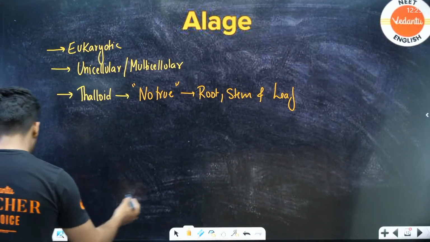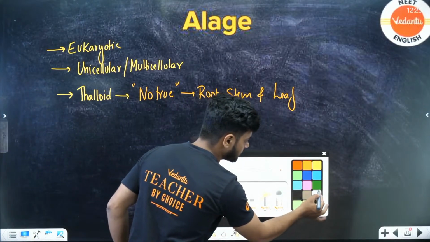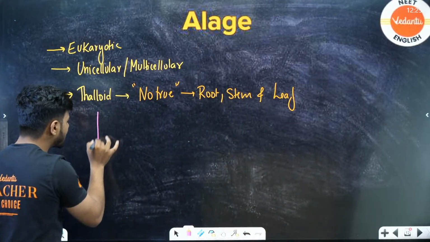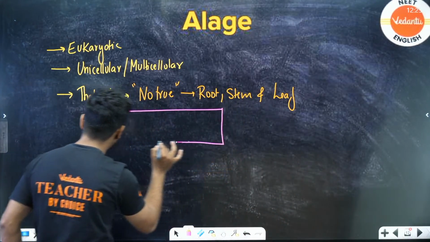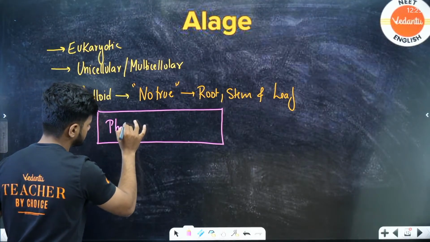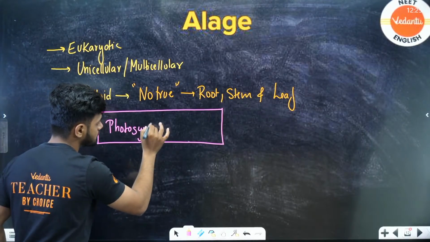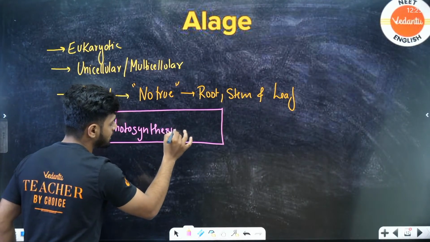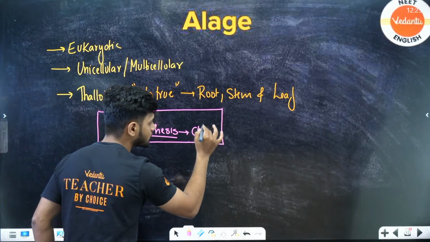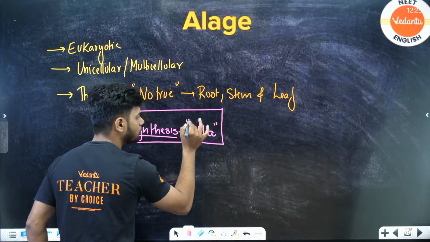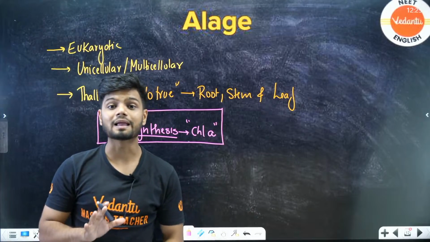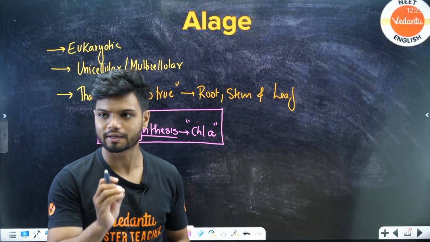Okay. Now, what about the mode of nutrition? Listen to me very carefully. In the entire plant kingdom, the main mode of nutrition is photosynthesis, because of the presence of chlorophyll A. Chlorophyll A is the main photosynthetic pigment which is present throughout your plant kingdom. Okay, clear all of you?